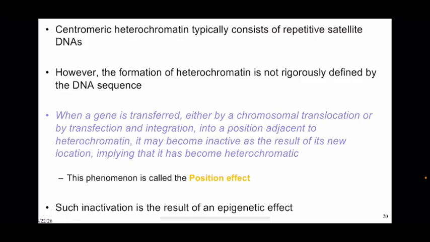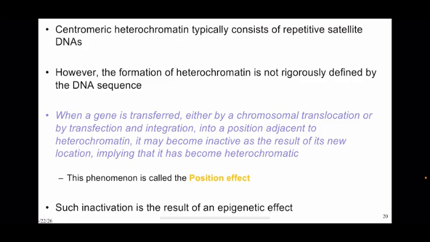However, the formation of heterochromatin is not rigorously defined by when a gene is. So let's talk about something called position effect. If there's any gene insertion, translocation, or inversion, and a gene happens to find itself within a heterochromatic region, it has a higher chance of being inactivated because of its surroundings.